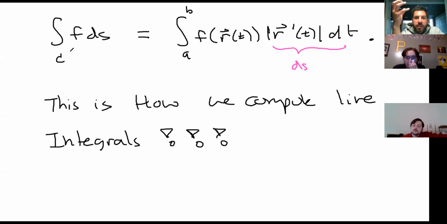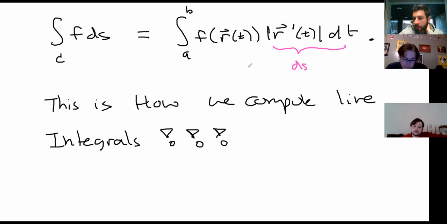So we thought of dA as the area element. We thought of dV as the volume element. And what we want you to think about ds is as the element of size we're dealing with. Well, we're integrating over a curve. So we want to think of ds as the element, the length of a little piece of a curve, the infinitesimal piece of a curve.